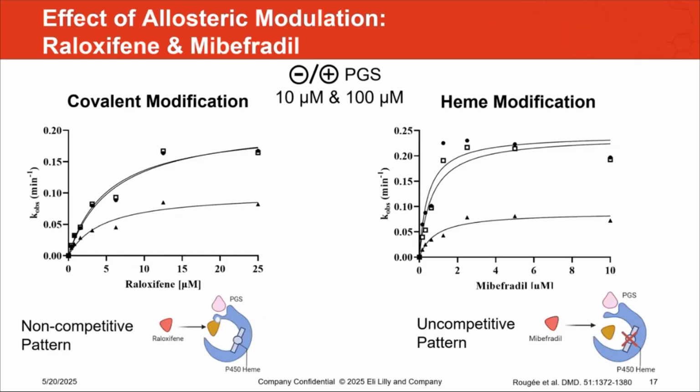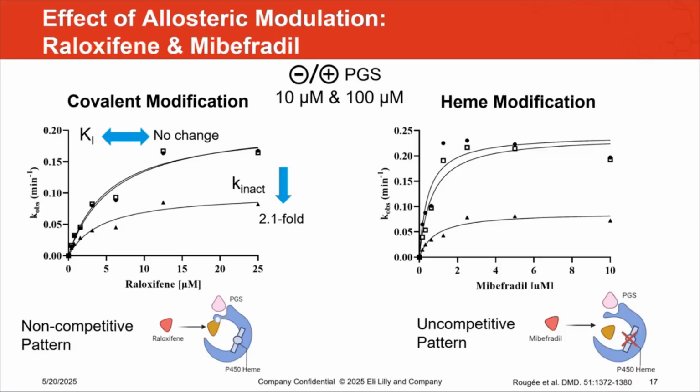So starting with raloxifene and mifepridil. When we incubate raloxifene or mifepridil with a low concentration of progesterone, so 10 micromolar, or a high concentration of progesterone, 100 micromolar, we saw some interesting results. Starting on the left with raloxifene, as we increase the concentration of progesterone, we see that there's really no change in the affinity of raloxifene towards the CYP3A4 enzyme. However, at the high concentration of progesterone, we actually start to see an effect on the inactivation rate, which is decreased in the presence of progesterone.